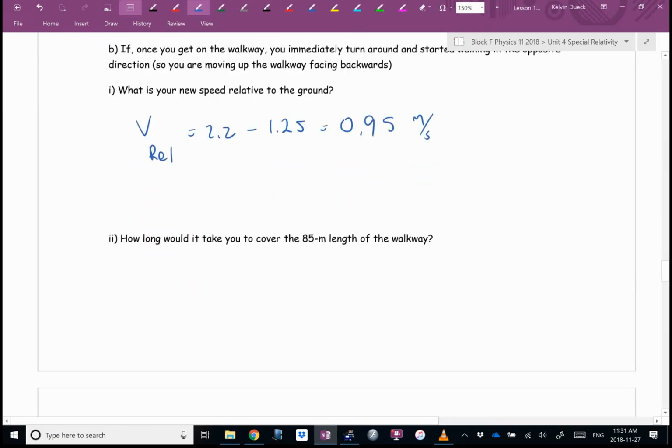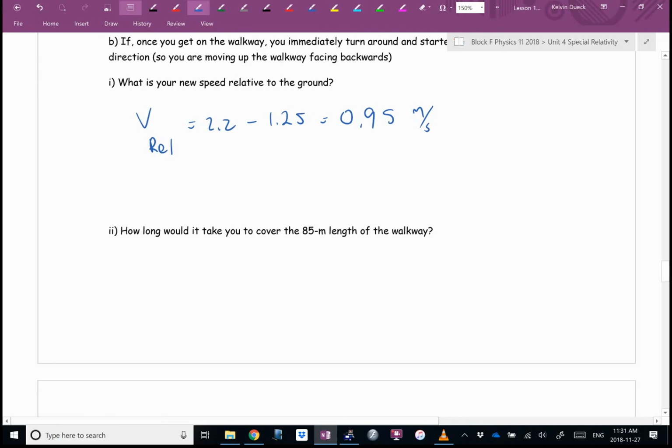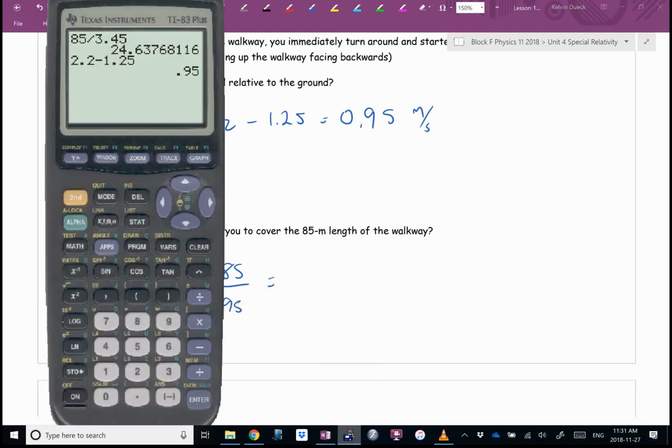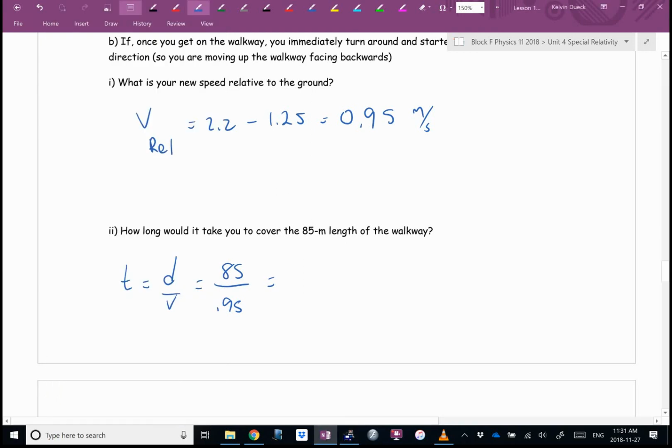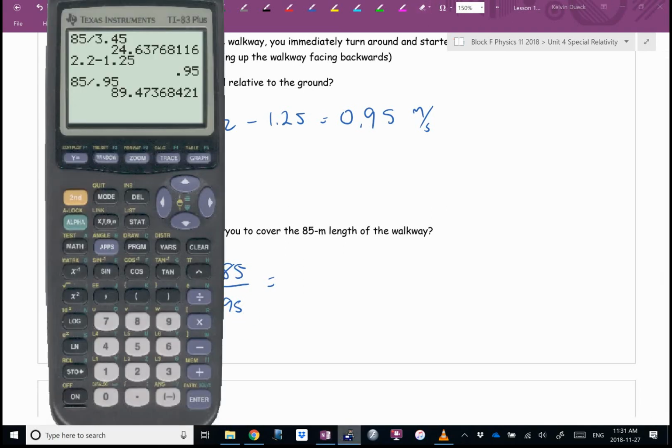So how long would it take me to cover the 85 meters now? Time is going to be distance divided by speed. Is that right? I dropped down the same equation that Rob gave us, I think. Still 85 meters, but now my speed is 0.95. Instead of doing it in 24.6 seconds, it's going to take me 89.5 seconds. Is that right, I think? Austin's looking puzzled. D over V? Or did I type it in wrong? Is that right? 89.5? Yeah.